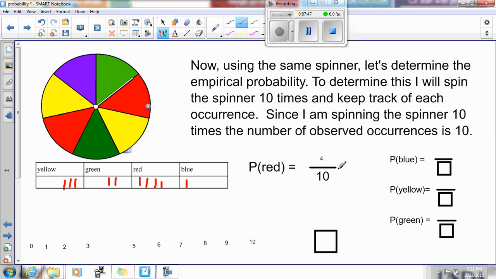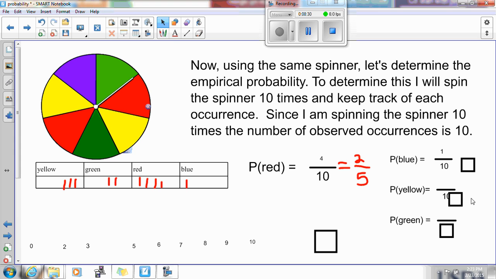Now, you can reduce 4 out of 10 to be 2/5. But probability is one of the few times that you do not have to reduce your fraction. It's not wrong to say 2/5, but you could just as easily say 4/10. Now, the probability of getting blue would be 1 time we got a blue out of 10. So again, our bottom number is 10, but our numerator is 1. 1 out of 10 times it landed on blue.